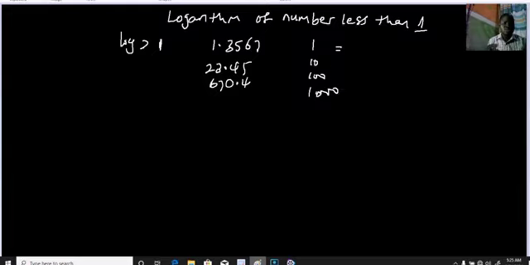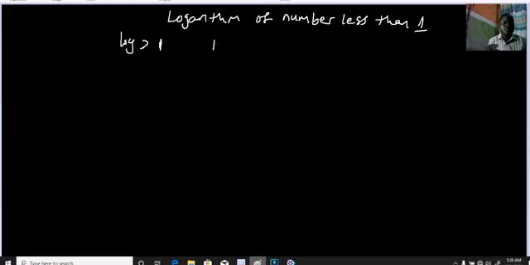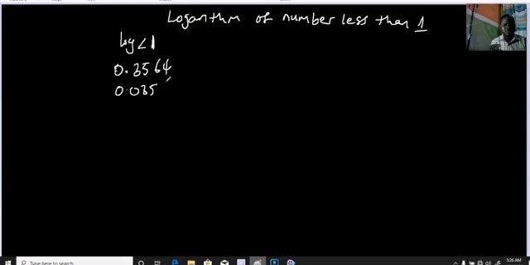So that is that. Now the one we are considering is the logarithm of a number less than 1. In logarithm of a number less than 1, what I'm talking about is 0.3564 or 0.03564 or 0.003564. All these numbers you see are less than 1.